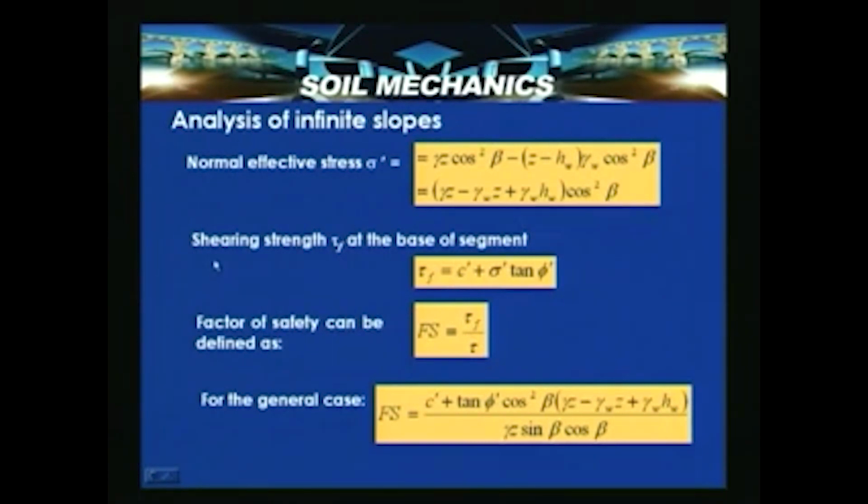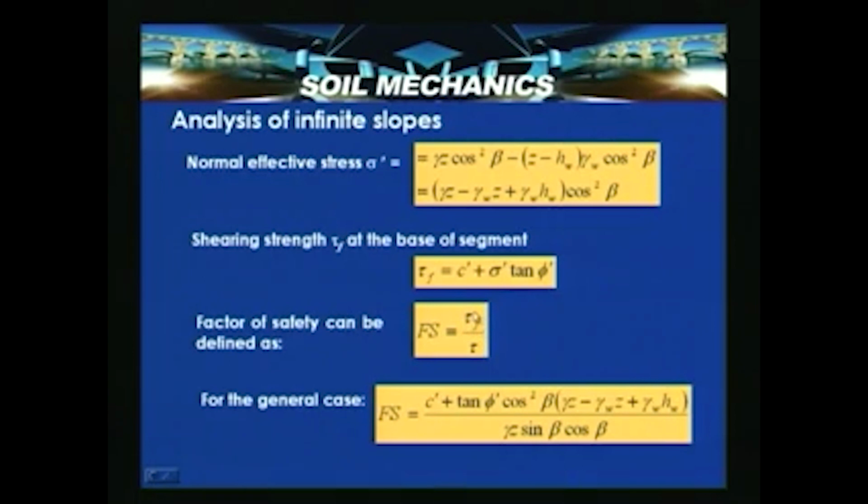Shear strength available, tau f, at the base of the segment can be written as tau f equal to C plus sigma tan phi. In case of effective strength parameters, tau f is equal to C dash plus sigma dash tan phi dash. So, factor of safety can be defined as tau f by tau.